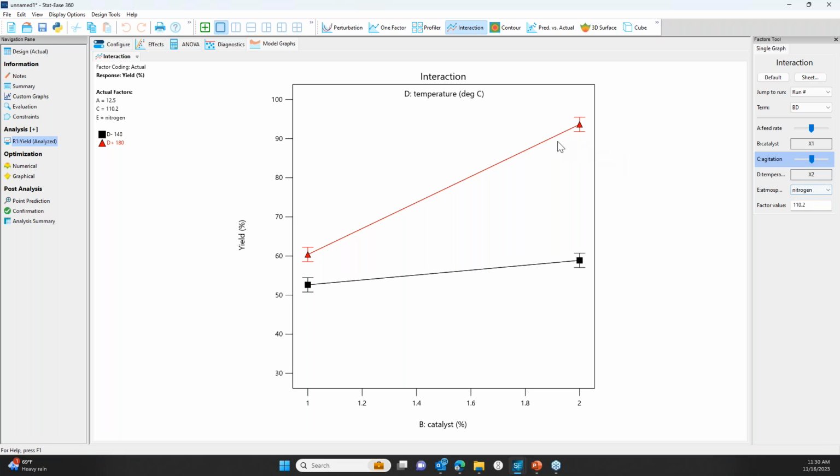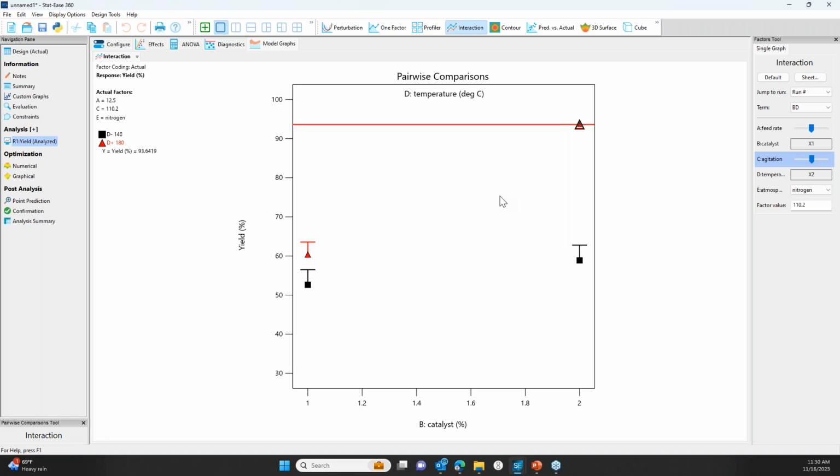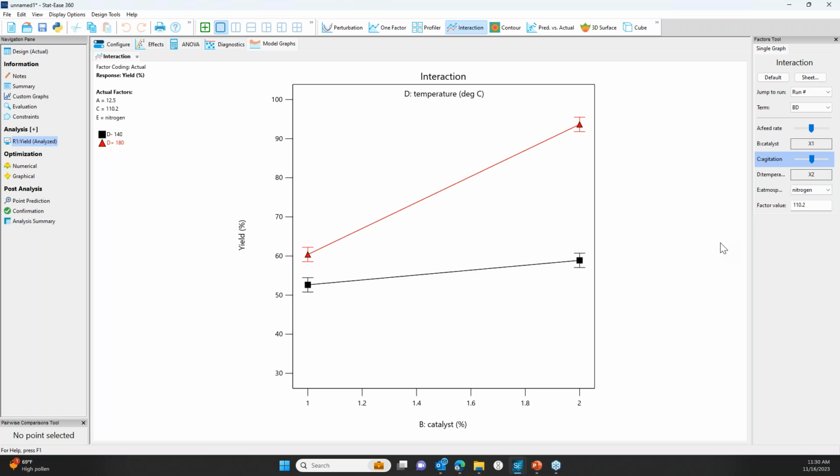So we know we want nitrogen, and if I click on this highest point here, it's going to do what's called a pairwise comparison. So that becomes the reference point, and all these other conditions are inferior. We know that because these whiskers don't cross the red line, don't cross the reference. And we also have an estimate of the yield that we would expect under those conditions at 93.64%. Okay, so really we've answered the question. We found the ideal conditions, and we've made an estimate for what the yield would end up being. Okay, so that's the first example.